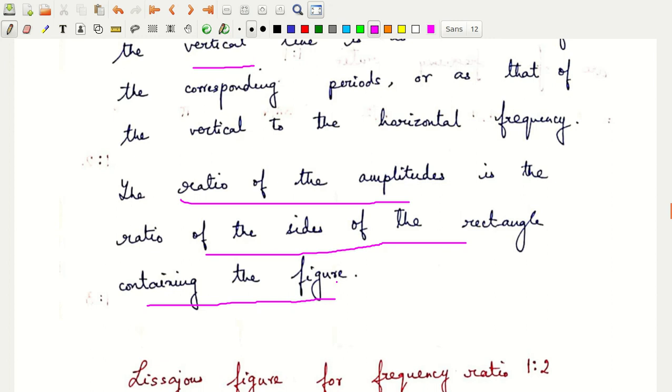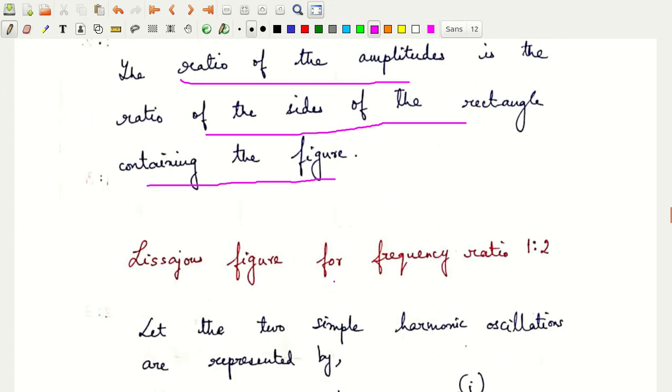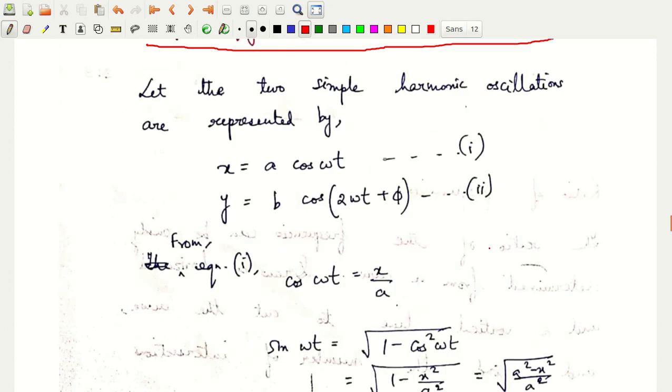and we have studied the graphical illustration also. Now let's study one more frequency ratio in detail. So here I will see the Lissajous figure for frequency ratio 1:2. Let us represent the two simple harmonic oscillations by x equal to a cos omega t and y equal to b cos (2 omega t plus phi).